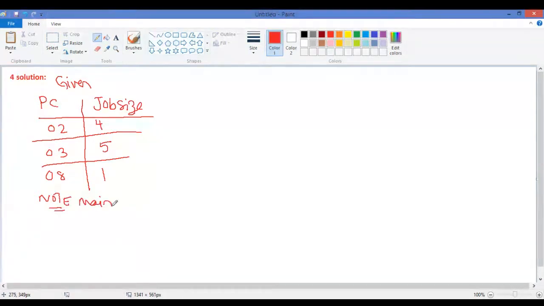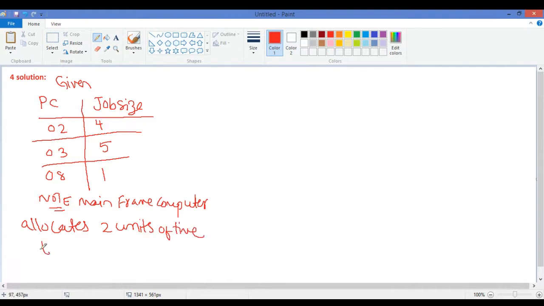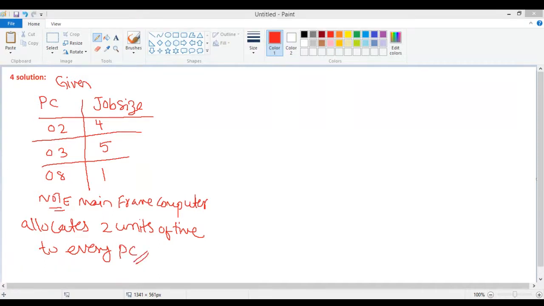And one more thing he has given, a note. What is that? Mainframe computer allocates two units of time to every PC. This is very important. Okay, this is very important. I think I got some message.